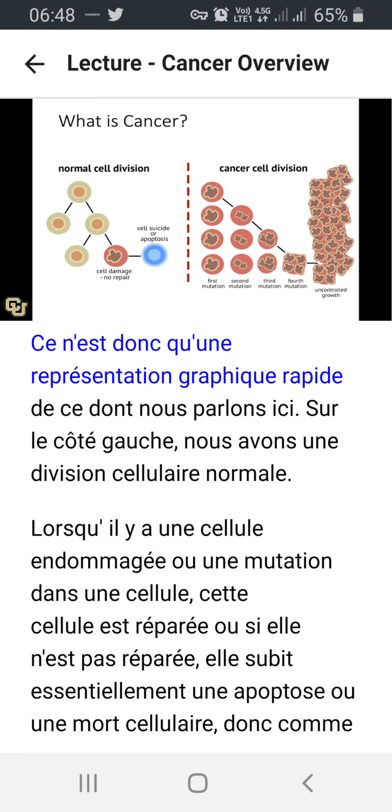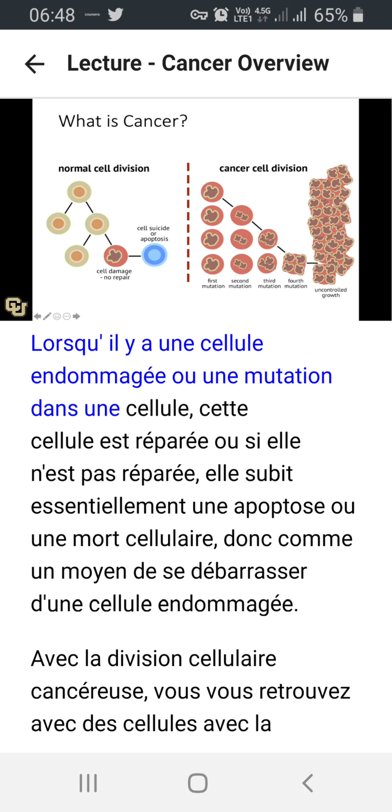So this is just a quick graphical depiction of what we're talking about here. On the left-hand side, we have normal cell division, and when there's a damaged cell or mutation in a cell, that cell is either repaired, or if it's not repaired, it basically undergoes apoptosis or cell death, right? So that's a way to get rid of a damaged cell.